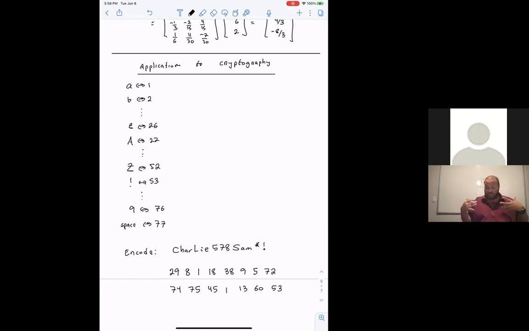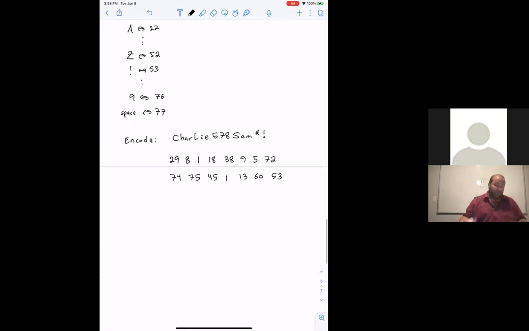The question is, I don't want to send these 15 numbers. I want to encode these 15 numbers and send different numbers. How do I do that? Well, the first thing I have to do is decide what size I want to use for my encoding and decoding matrices. The book in particular uses a 3x3 coding matrix. You don't have to, but the book does.